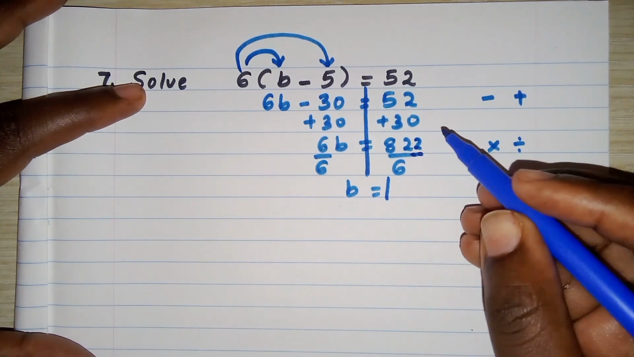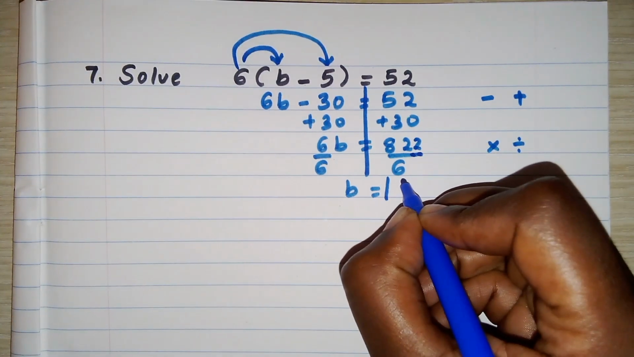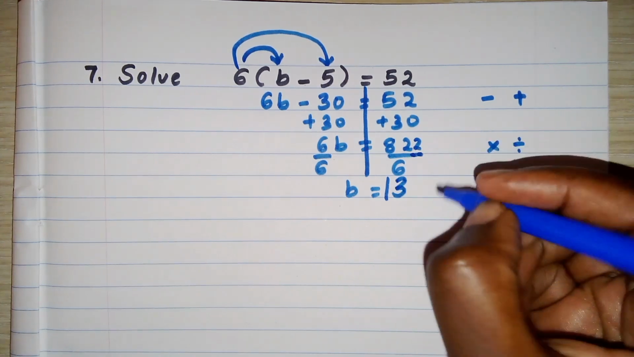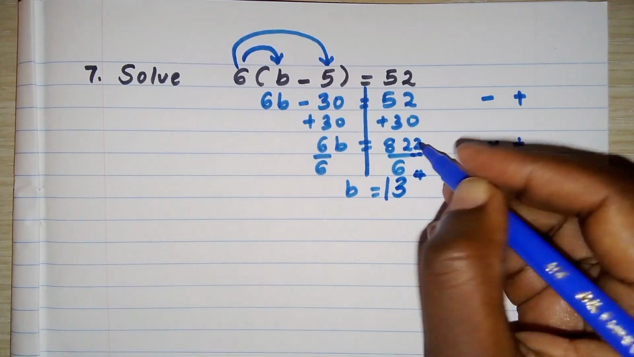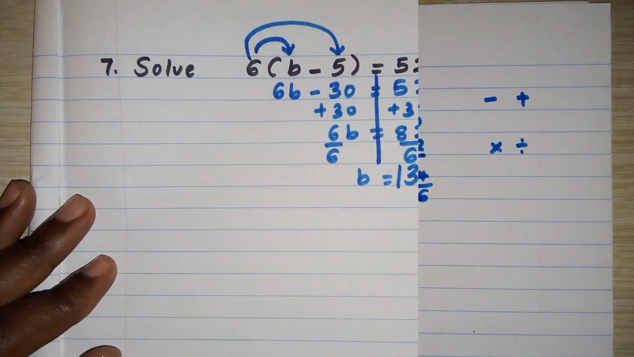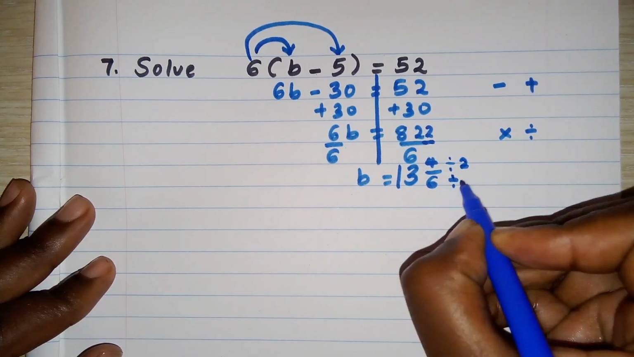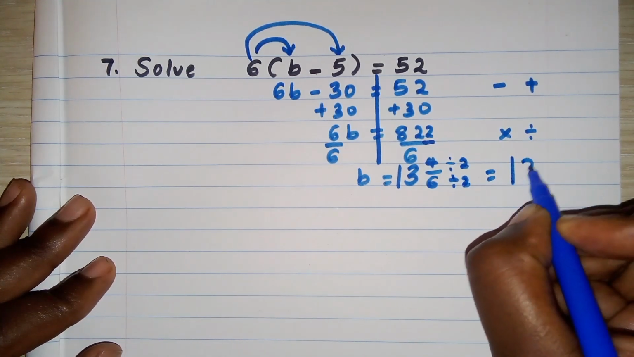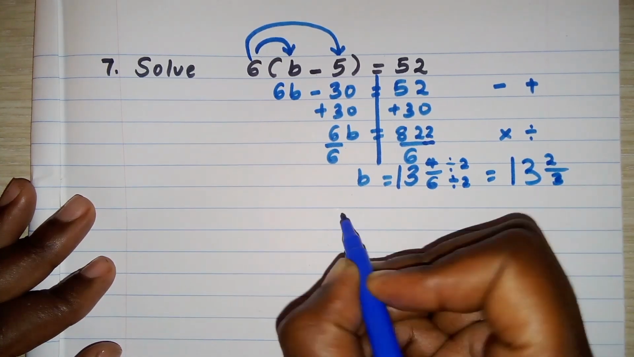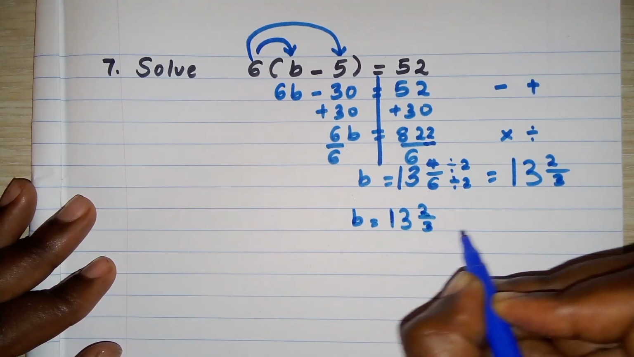6 goes into 22 how many times? 3 times because of 18, so the remainder would be 4. 22 minus 18 is 4, all over 6. The next step is to simplify the 4 out of 6. We divide both numbers by 2. So we'll end up with 13 whole. 4 divided by 2 is 2. 6 divided by 2 is 3. Therefore, b equals 13 whole 2 over 3.